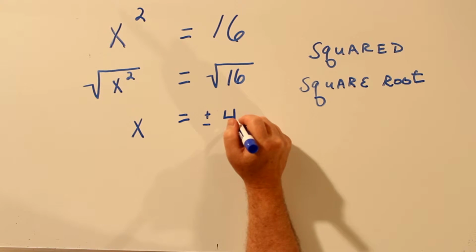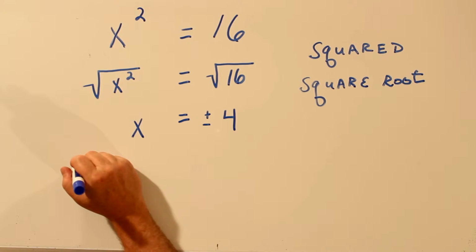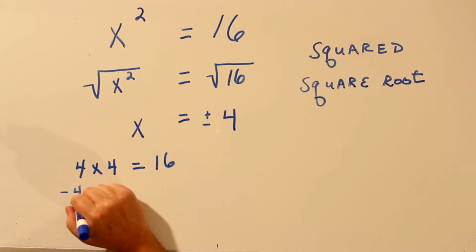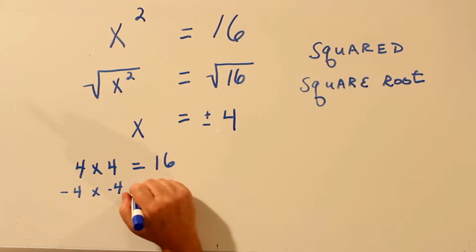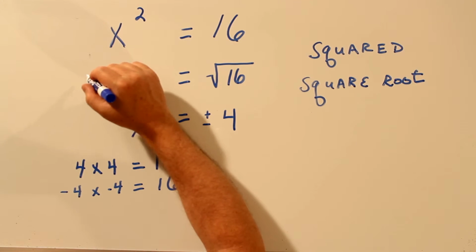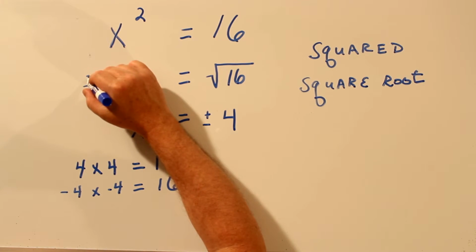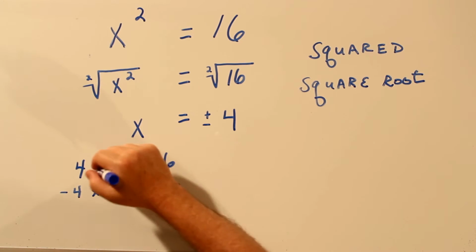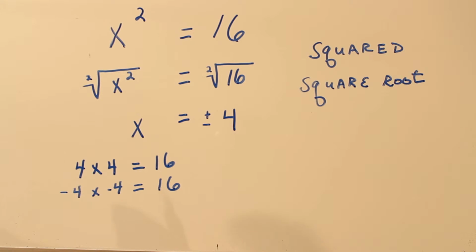So we end up with two answers for our equation, because 4 times 4 equals 16 and minus 4 times minus 4 equals 16. So when we're taking square roots and the square root is an even number, in this case it's the second root, we're going to end up with an answer that's both positive and negative, or we're going to end up with two answers.